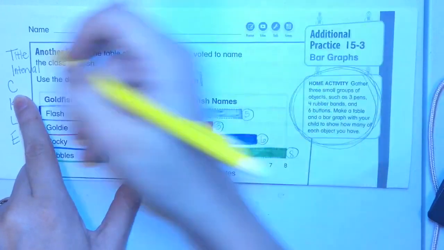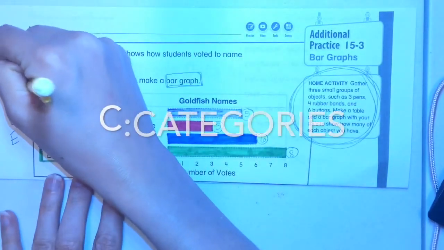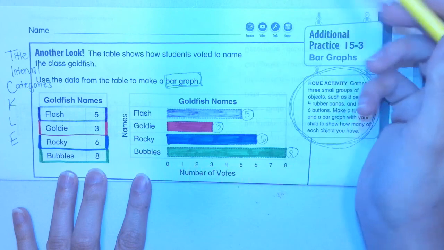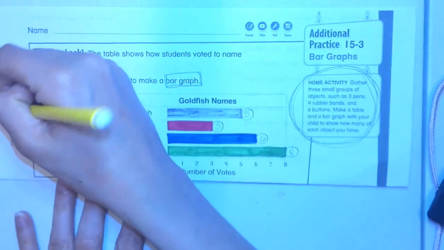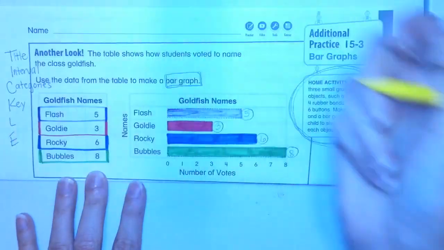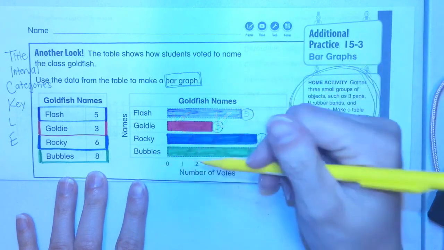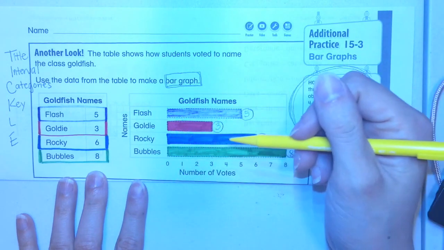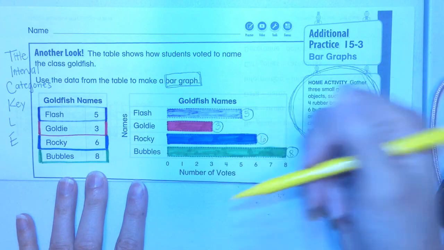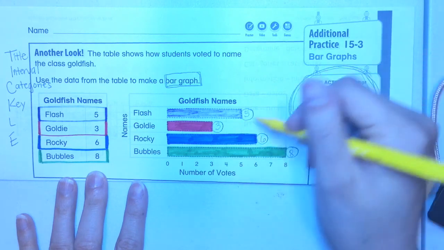Then the C is the categories. If it's a name, whatever the topic is. Okay, the K is for the key. In this problem, there is no key because they're only counting by 1. But in some problems, you're going to see a key. In our picture graph, you might see a key.